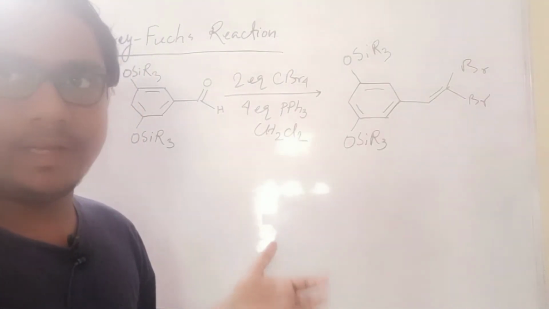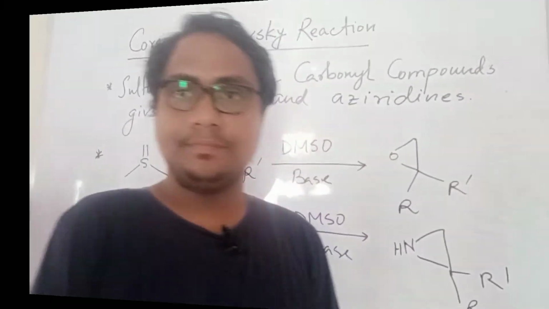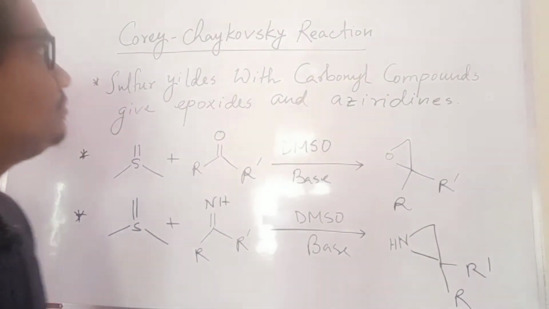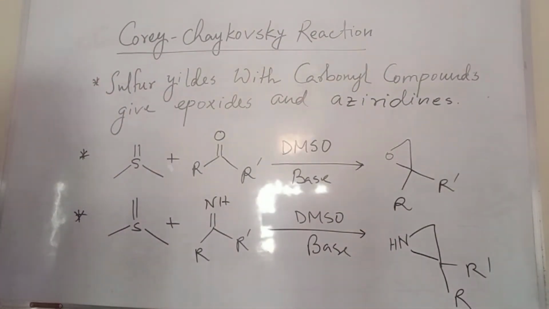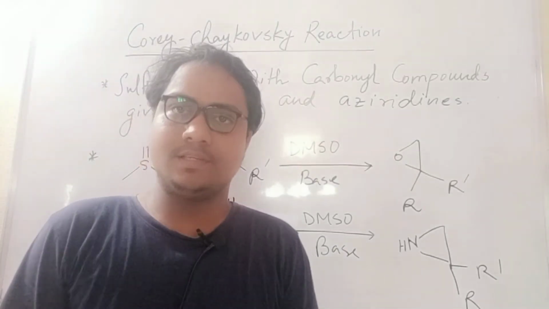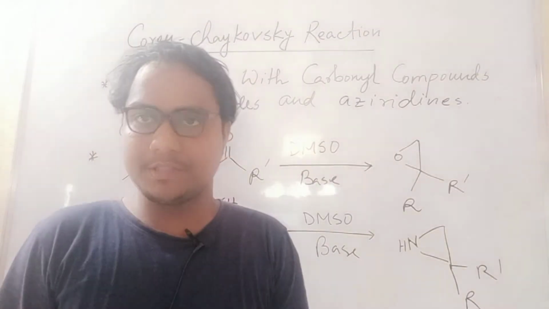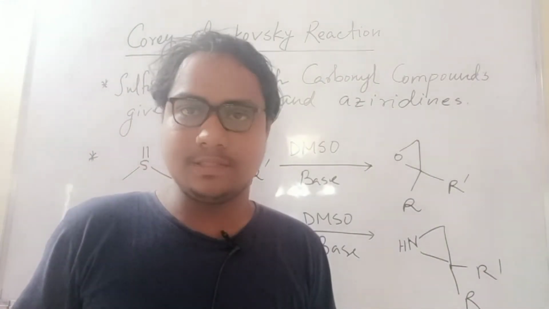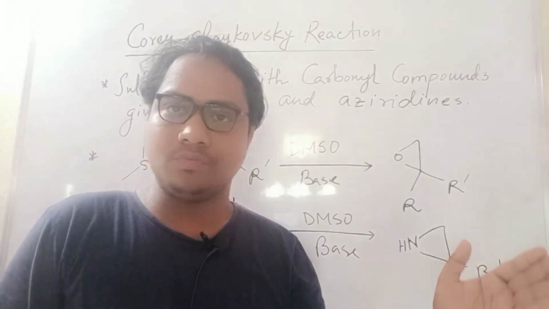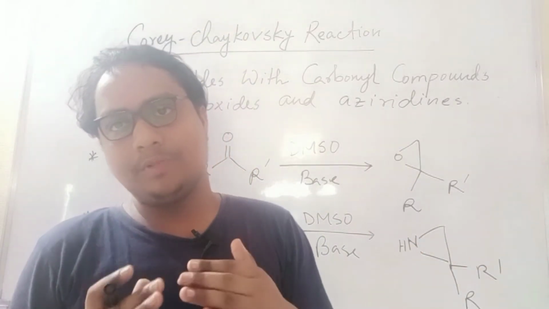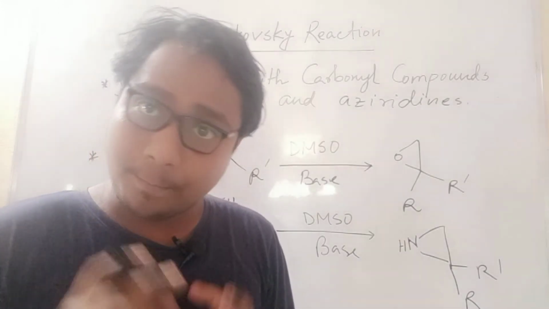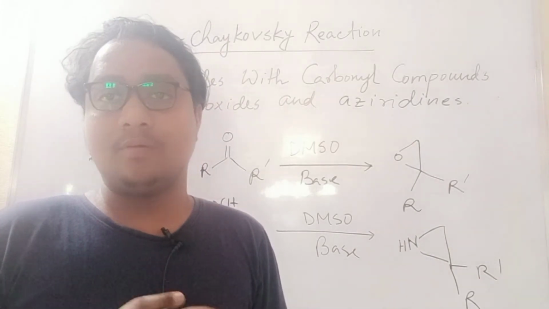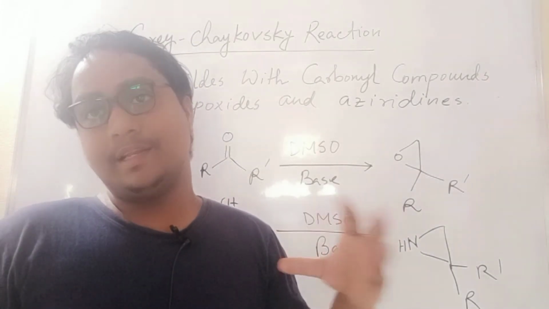Okay, now I will go to another example. It is called the Corey-Chaykovsky reaction. Hi friends, now I will discuss another important name reaction which is called the Chaykovsky reaction. Previously we studied Fuchs, now Chaykovsky. This is one of the important reactions using an important reagent called sulfur halides, or sulfur ylides. In this form, from an aldehyde you have to generate an epoxide ring.